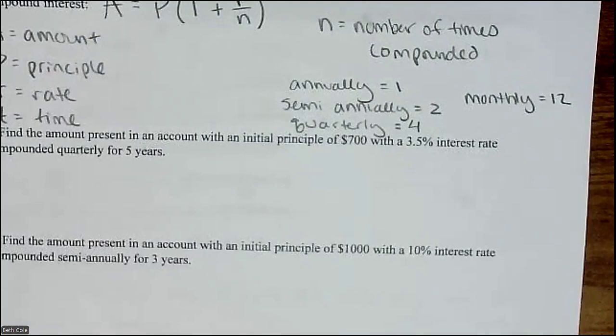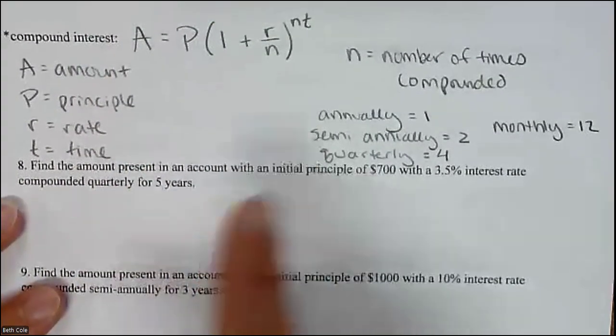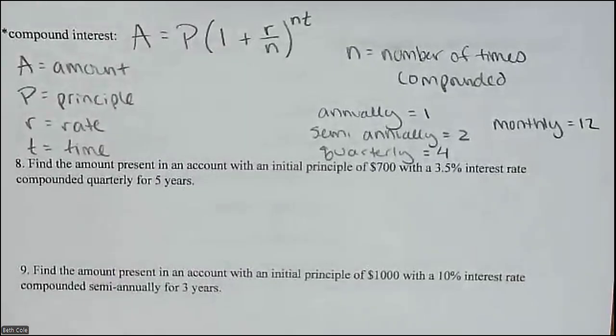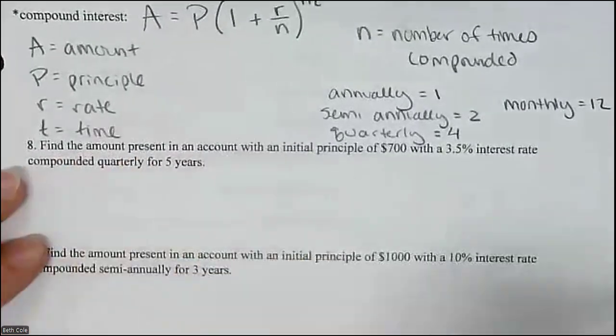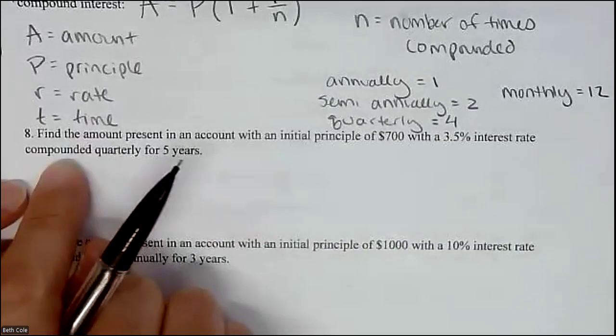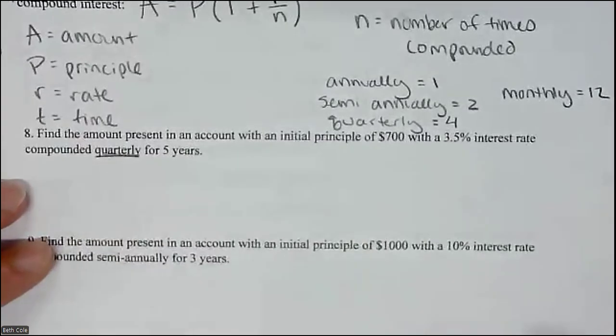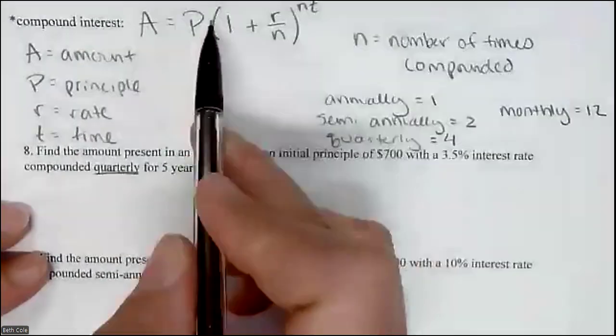But this is your recipe. You're going to be given all your ingredients, and all you do is take the ingredients and put them into the recipe and then tap, tap, tap on the calculator. For right now, I'm going to have you just watch me type in the calculator. When you go to do your classwork, you'll get to practice it, okay? So number 8, find the amount present in an account with principal of 700, 3.5% interest rate, compounded quarterly for 5 years. Those are all your ingredients. We're just going to put them in. What is P?